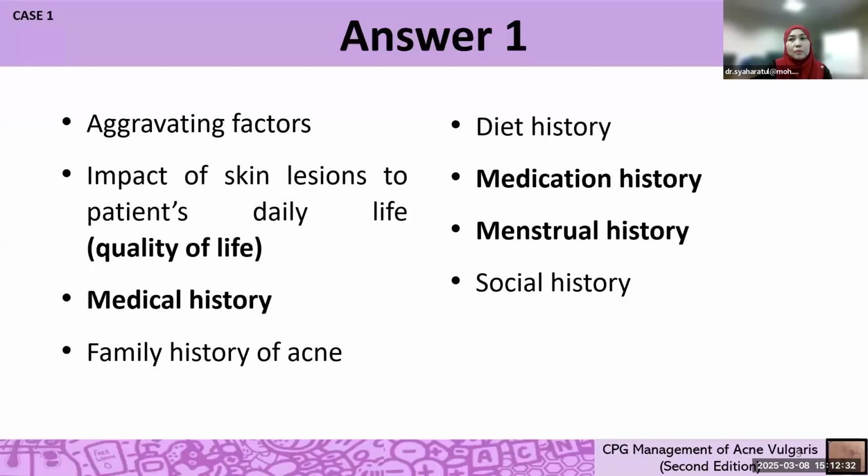Medication history: we know certain medications can aggravate acne, for example consumption of steroids. Sometimes we don't even know. In the era where people can buy anything over the internet, a lot of medications are sold laced with steroid or other medication that may cause acne. I'm sure some of you are aware certain tyrosine kinase inhibitors can also cause acne. Menstrual history, because we want to know whether they are at higher risk of having PCOS, and also social history.